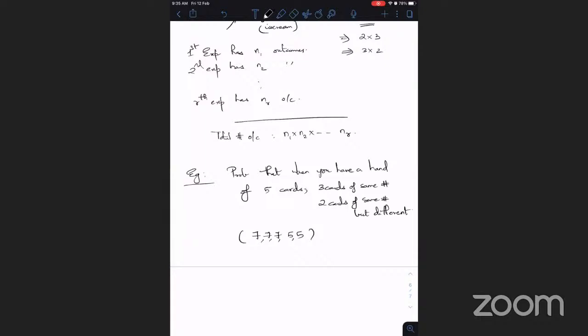Is the experiment clear for everyone? You just need to find out the probability that when you are given 5 cards, you get 3 cards which are the same and 2 cards again which are the same but of a different number. That's the question. So you need to find out this probability. Is the question clear to everyone?